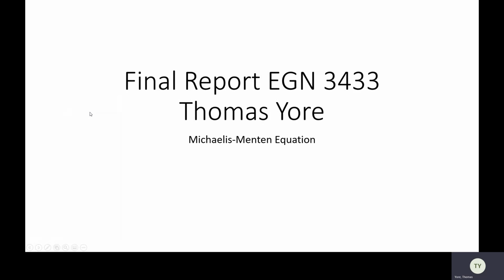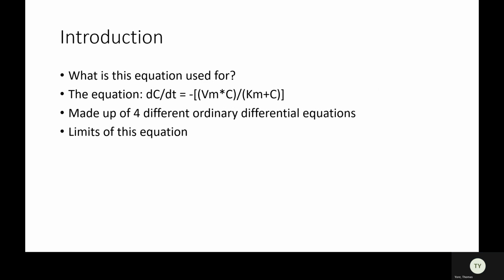Hello, my name is Thomas Yore, and I'm doing my final report on the Michaelis-Menten equation. So what is this equation used for?